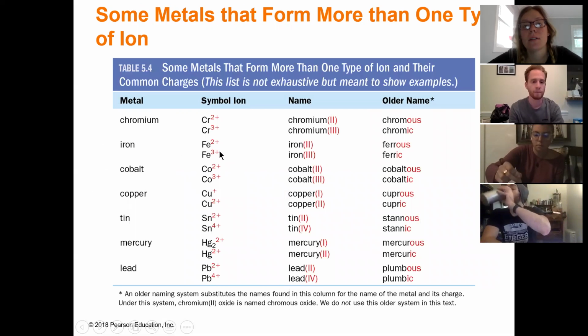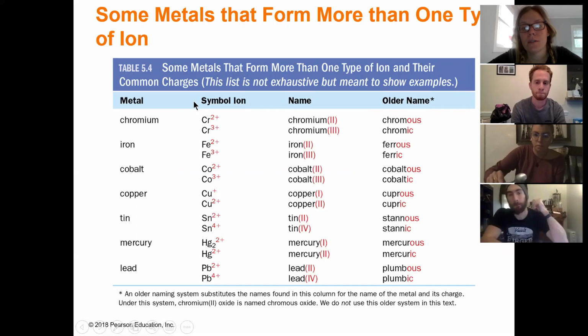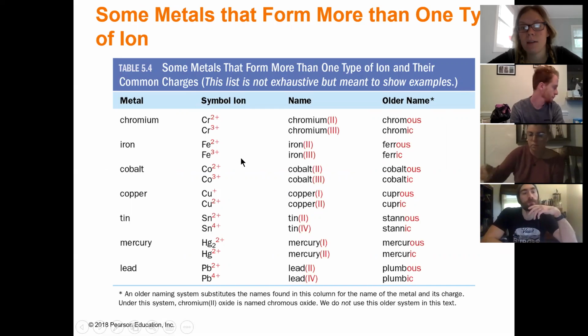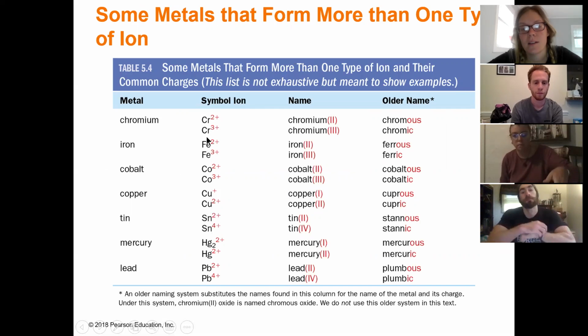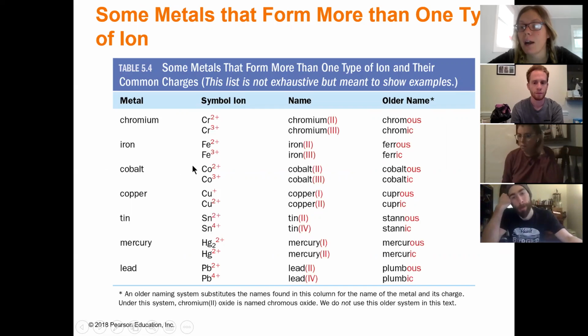All right, so here are some of the varying charges for transition metals. So chromium can have a 2+ or a 3+. Iron can have a 2+ or a 3+. Tin can have a 2+ or a 4+. Do you have to have all these memorized? No. You'll always be able to figure out the charge, okay? So the way that it's written will identify which one you're dealing with.